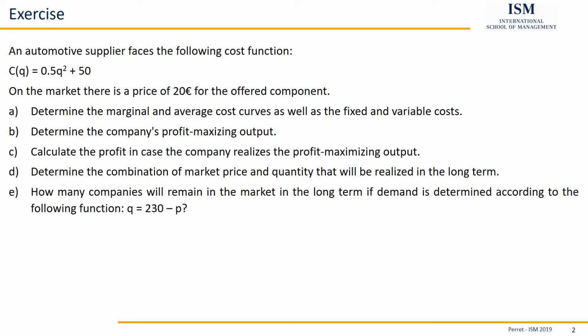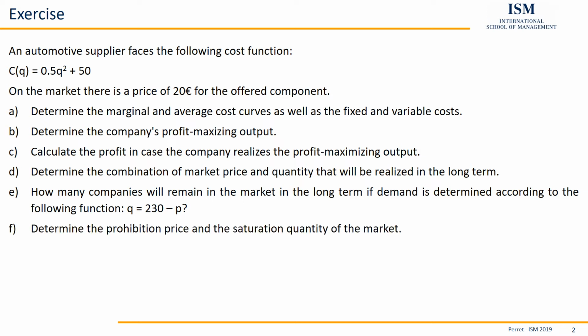E. How many companies will remain in the market in the long term if demand is determined according to the following function. So the demand function here is Q equals 230 minus P. And F, determine the prohibition price and the saturation quantity of the market. Okay, let's work our way through this step by step.